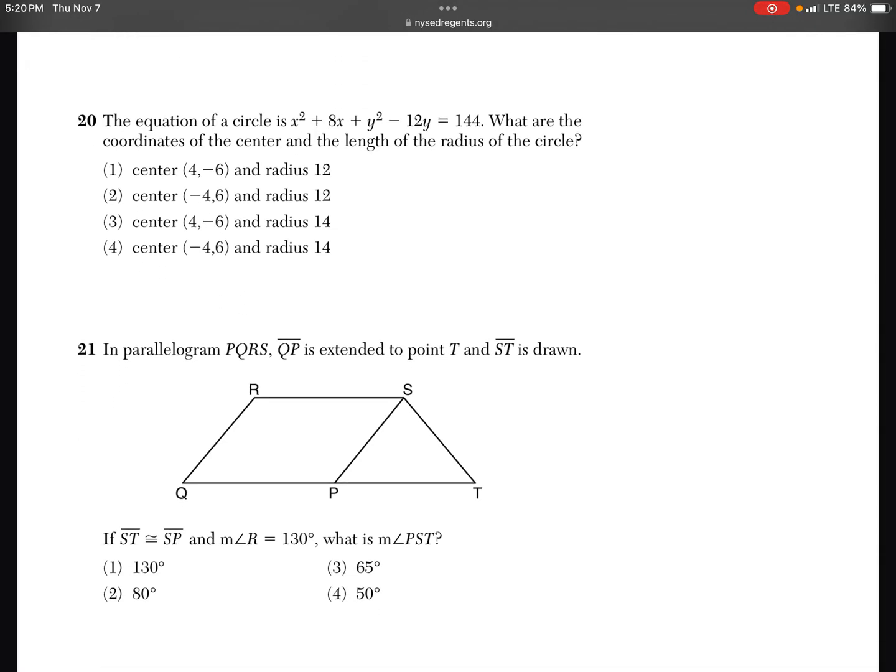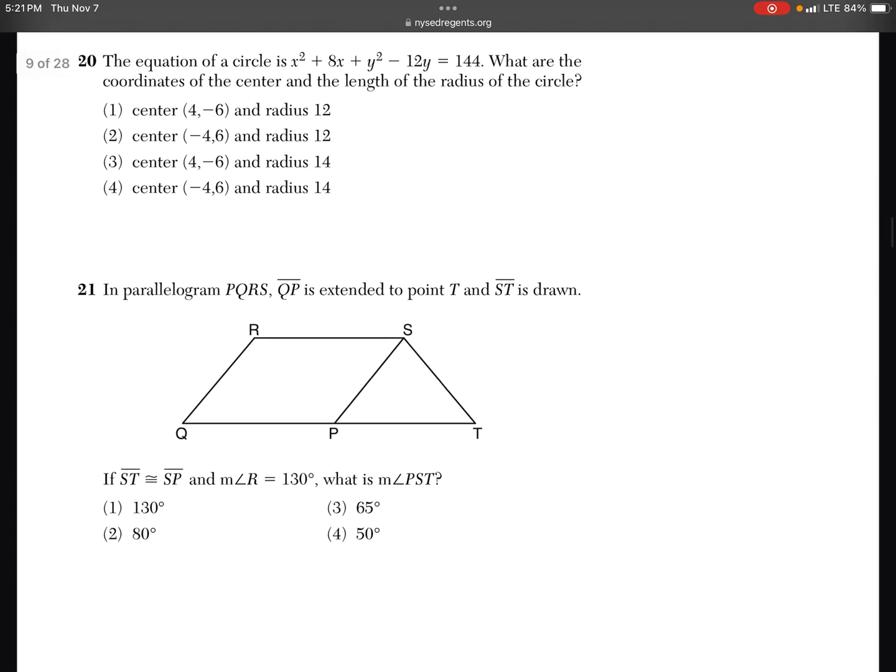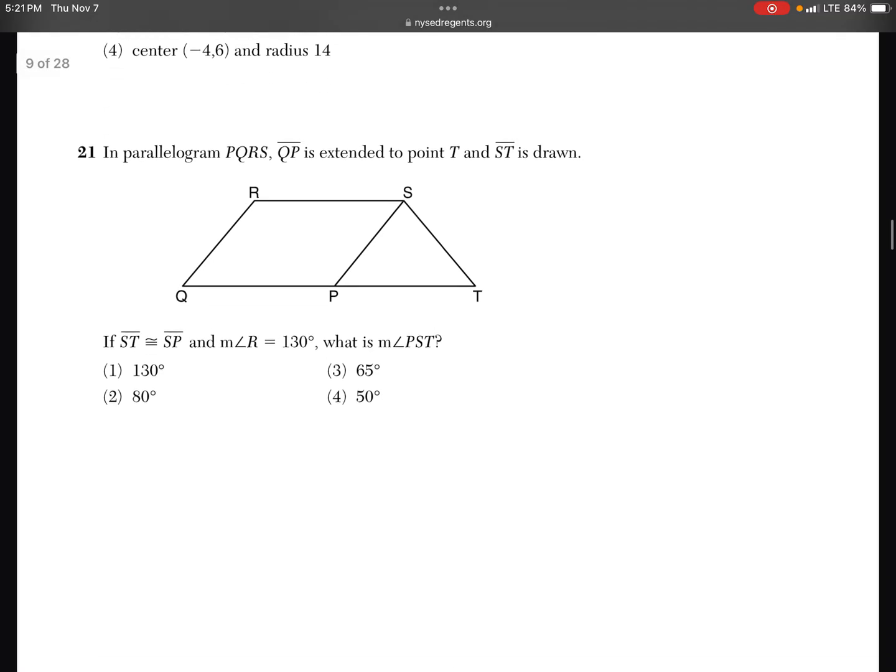Number 20, we have the circle. What are the coordinates and the length of the radius? The 144 tells me that the radius is going to be 12. And we should have x plus 4 and y minus 6. So (-4, 6) should be the center. I'm feeling pretty good about answer number 2 for question number 20.